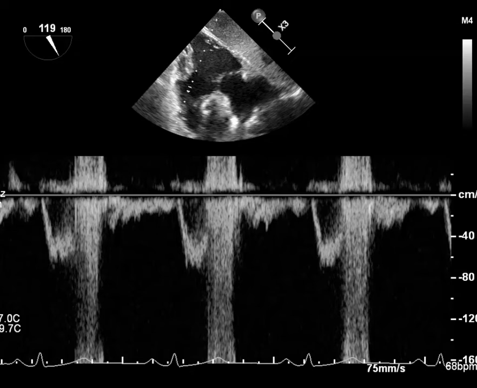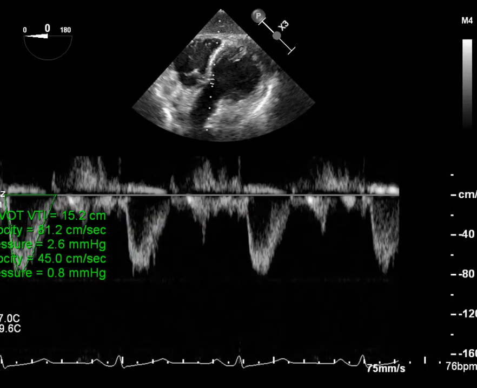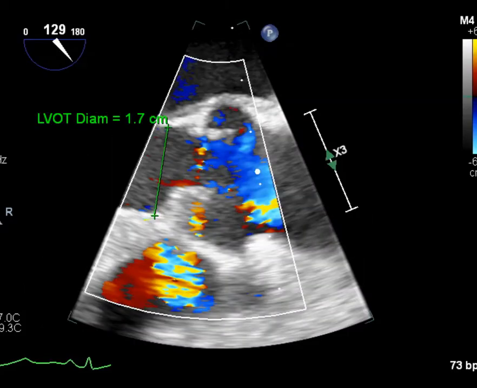Here it is again, the RVOT outflow. So I'll put all the numbers together. RVOT VTI comes up to be about 15.1, LVOT VTI comes to about 15.2, RVOT diameter about 1.8, and LVOT diameter about 1.7. So what kind of QpQs does that give you? It gives you 1.12, so not a significant amount of shunt.